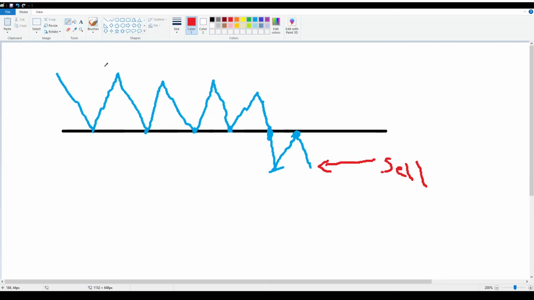You know, it's a similar thing. It doesn't really matter if the support and resistance is horizontal or at an angle. The principle still stays the same.